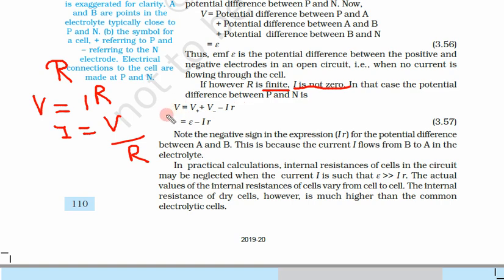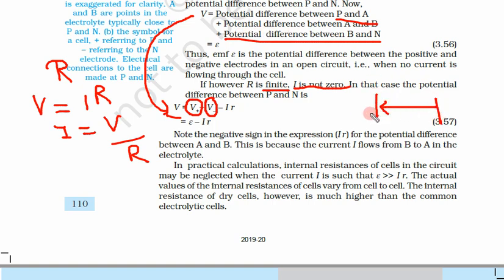So what will happen? Again this V, how can we see the potential difference between P and A? That means electrolytic solution and positive electrode, that was already V positive, that we know. Potential difference between B and N, that was V negative, that we already know. That means electrolytic solution and negative. So these two terms are there. Now the potential difference between these points A and B, what is that?